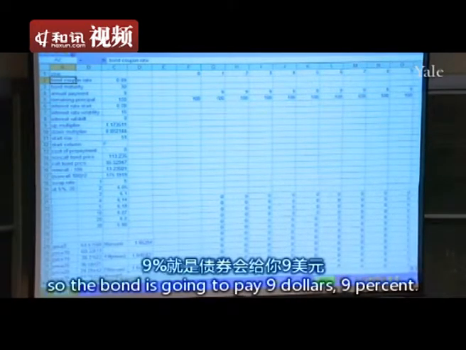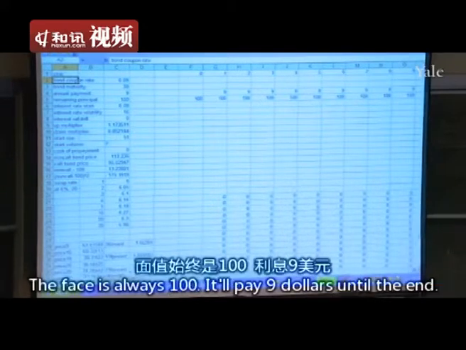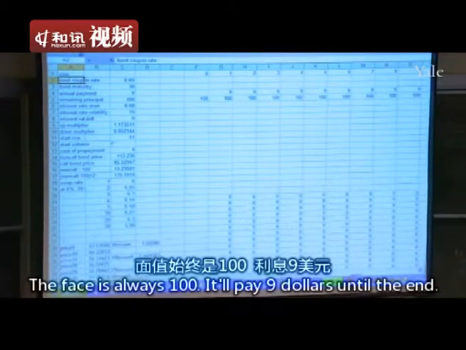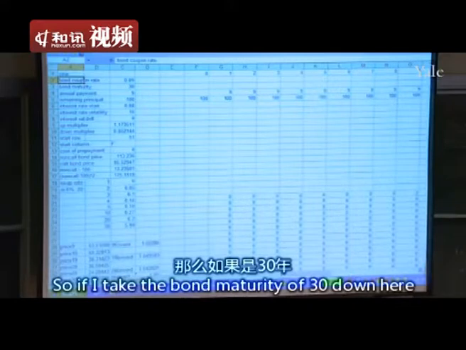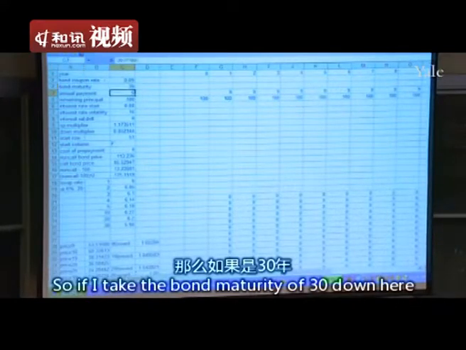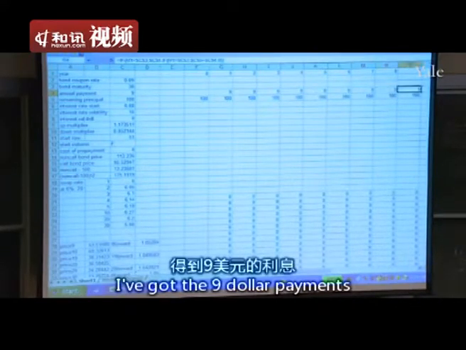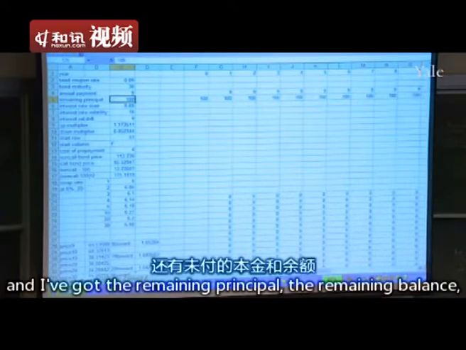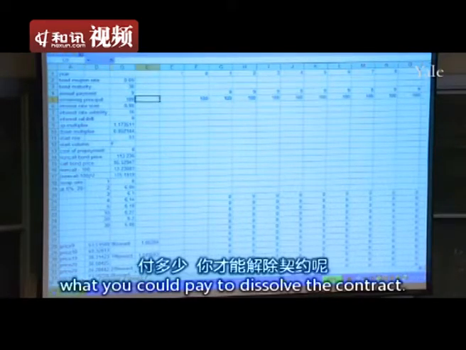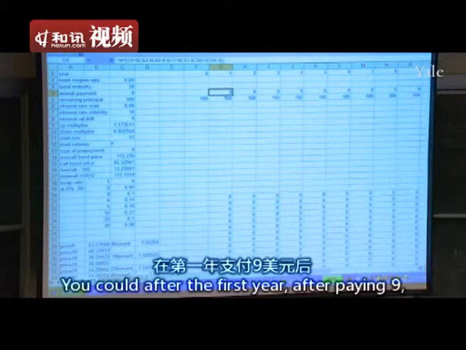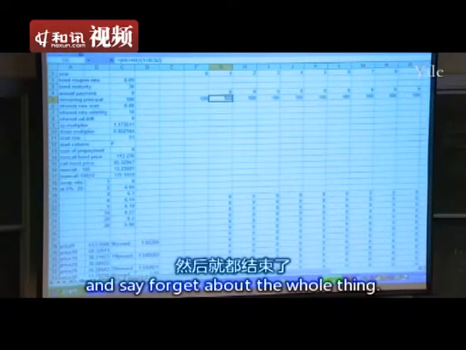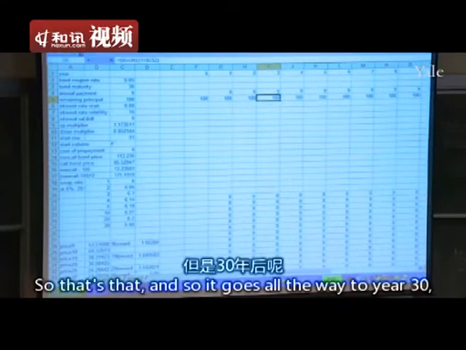So the bond is going to pay $9. 9% of the face, which is always 100. It'll pay $9 till the end. So if I take the bond maturity of 30, down here I've got the $9 payments and I've got the remaining principal, the remaining balance, what you could pay to dissolve the contract. You could, after the first year, after paying 9, immediately afterwards pay 100 and say forget about the whole thing.